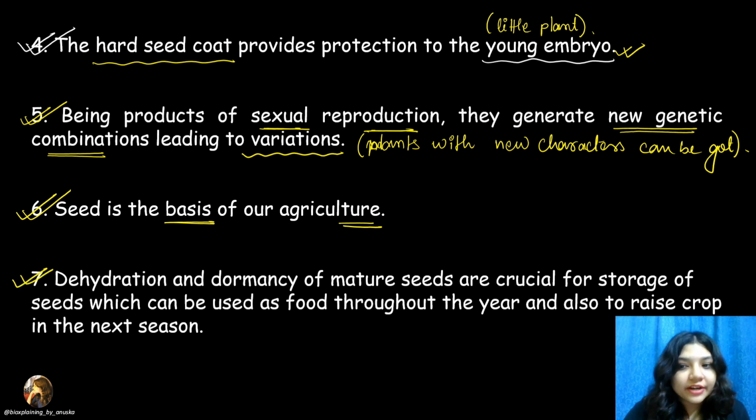Next, dehydration and dormancy of mature seeds are crucial for storage of seeds. Like say this year, I have got, for example, in my field, I have 5 kg of seeds. But I do not have the means, or this is not the right time to plant those kind of seeds. So what will I do? I'll wait for 1 year, and now when I get favorable conditions, now I will plant those seeds. So have my seeds got wasted?